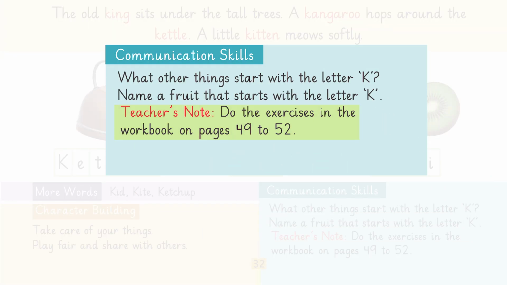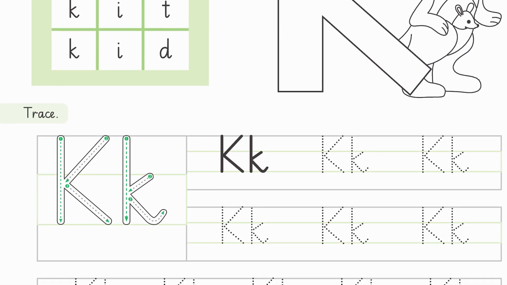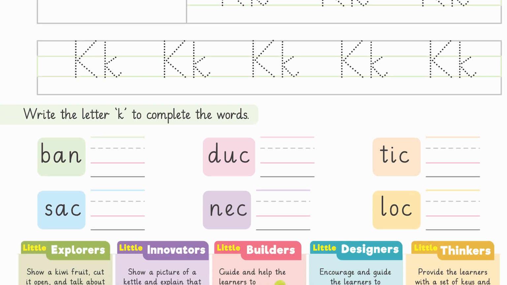Dear teachers, there is a teacher's note over here. Do the exercises in the workbook pages from 49 to 52. So we have related some workbook pages with the letter K, and they are these 4 pages, 49 to 52. You have to get these done by the children. And then let's discuss these interesting and exciting activities.